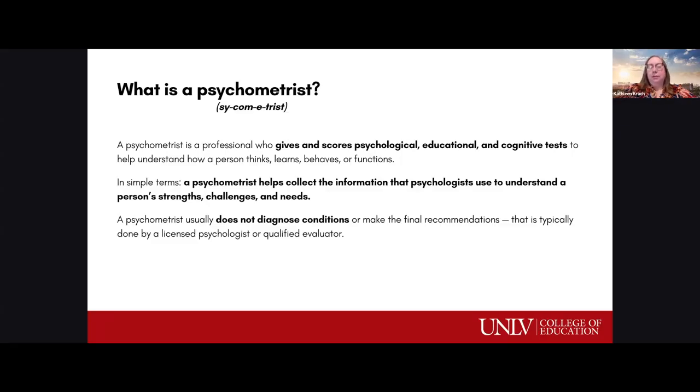And part of the questions might be systems. Maybe there's something happening that's a mismatch between this child and a school environment or a work environment or home environment. And then once the psychologist or school psychologist has collected the information, they can help put together a plan of treatment. So the psychometrist is the person who helps the psychologist collect the data, and that could be interviews and observations, it could be records, or it could be tests.